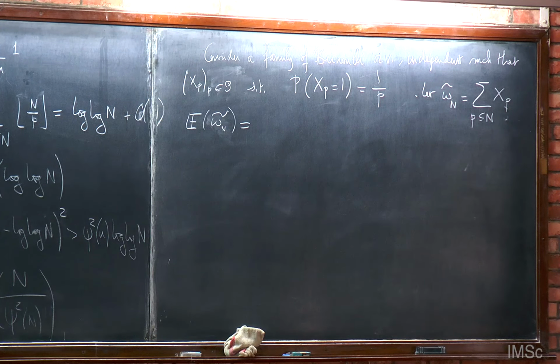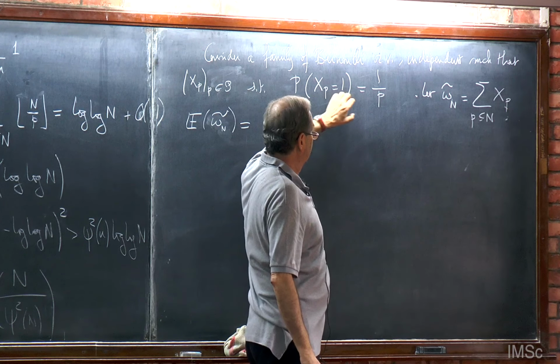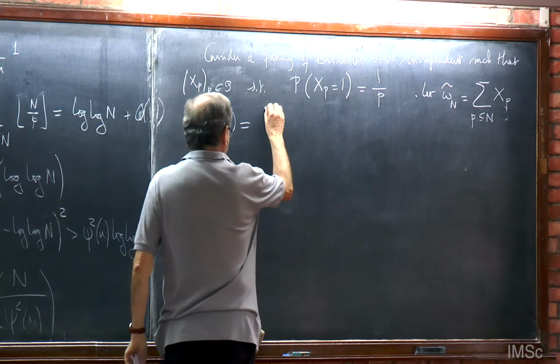Well, the expectation of a sum of random variables is not too complicated to compute, because expectation is linear. So it is the sum of the expectations, and if you have a Bernoulli random variable, you know what the expectation is. It is 1 times the probability that it takes the value 1 plus 0 times the probability that it takes the value 0. And so the expectation of this random variable is 1 over p. And so the expectation of the sum is simply the sum over p up to n of 1 over p.